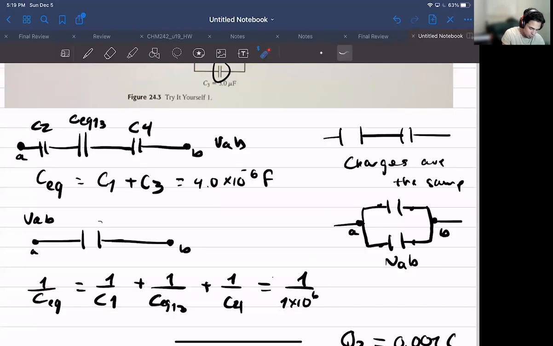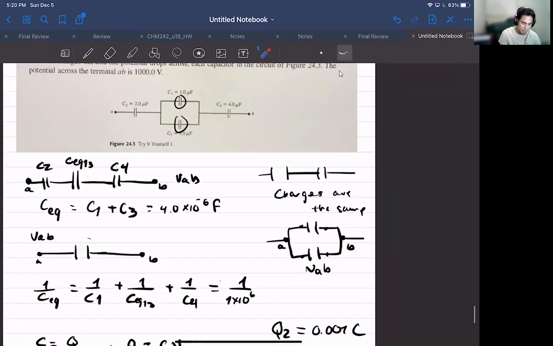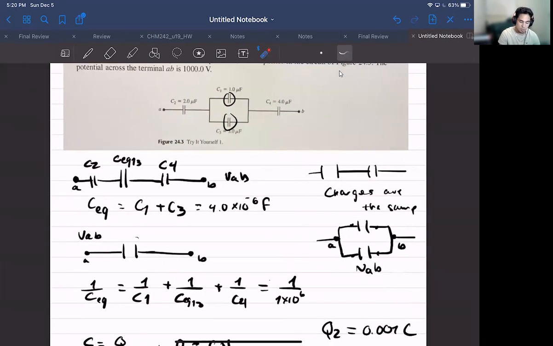All right, so I'm going to be solving this question from the five fundamental questions in chapter 24. And the question is basically asking for the charges and the potential drops across every capacitor in the circuit. And one of the main things that we need to know in this question is that the capacitors can be in a series or in parallel.